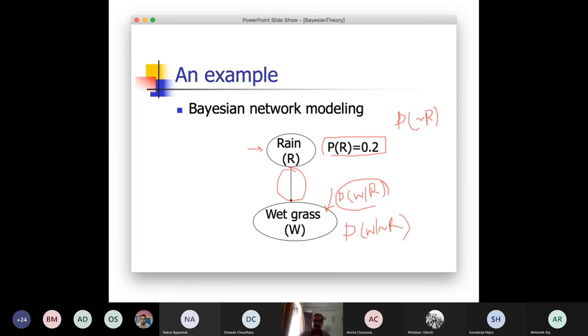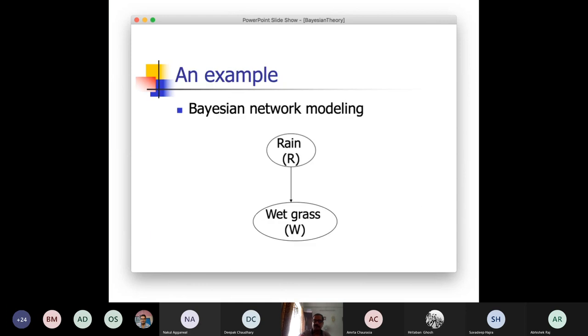As I was mentioning, let me rub this annotation. See, these are the independent parameters which are provided here. And other parameters are dependent on that. Like the probability of not having rain, or the probability of not having wet grass if it rains, or not having wet grass if it does not rain. So this is the thing.